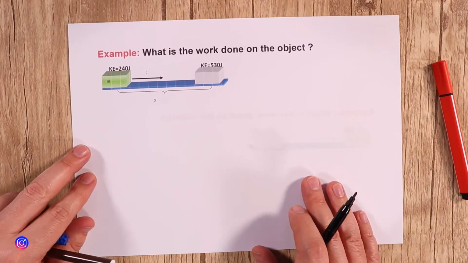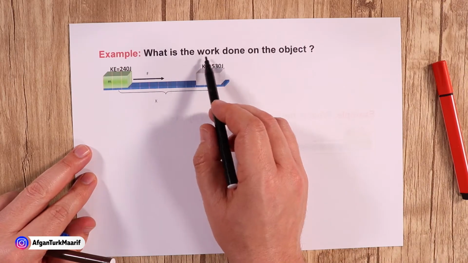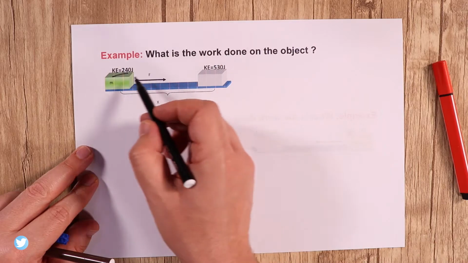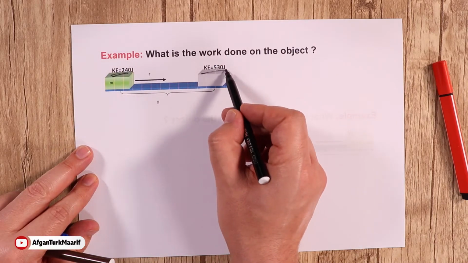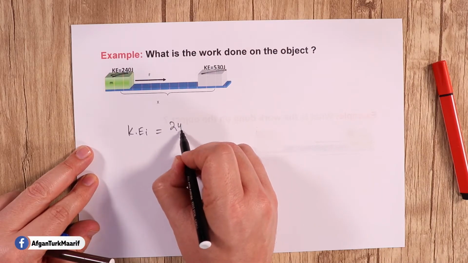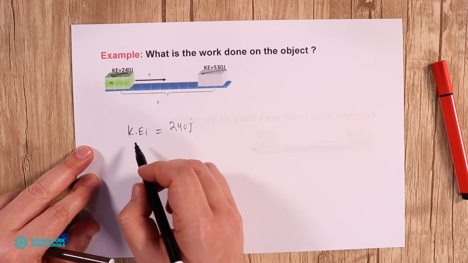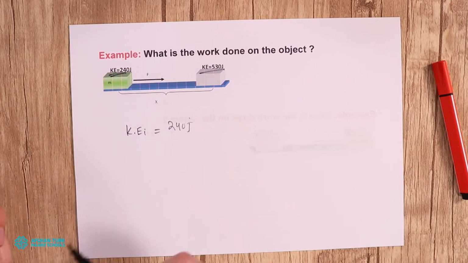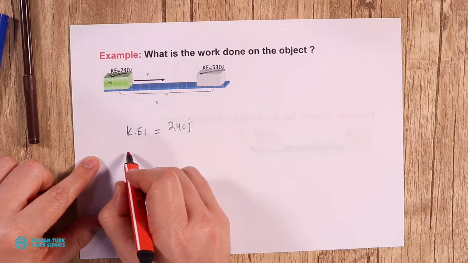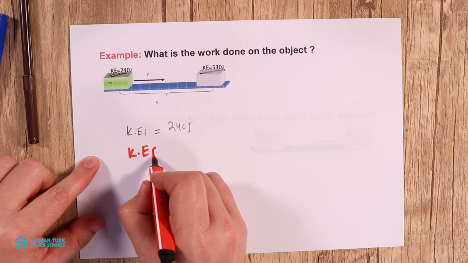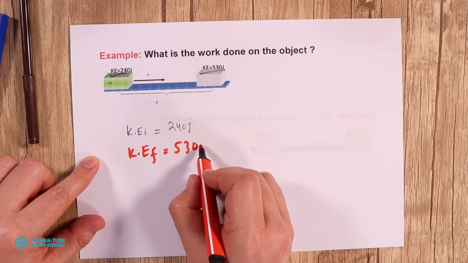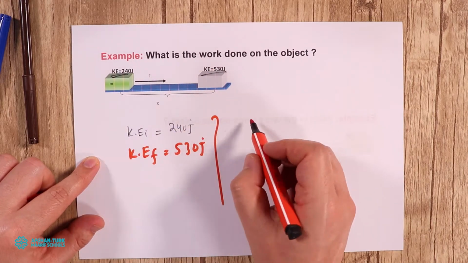Okay, let's see the example. Here, what is the work done on the object? It's very simple. This is the initial kinetic energy, and this is the final kinetic energy. So just write: initial kinetic energy is equal to 240 joule, and the final kinetic energy is equal to 530 joule. So what is the work done?